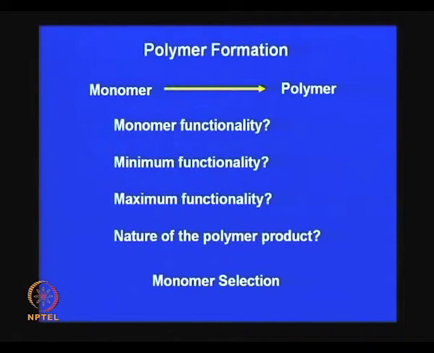Why am I telling these things? Because if people need to synthesize a new polymer, or design a new polymer from a new monomer, you have to concentrate your attention on the various functional groups present there. How many functional groups are present? Say for example, if the functionality is more than 2, what will happen? If the functional sites are 2, then it is a bifunctional monomer, and it will lead to a linear macromolecular chain.